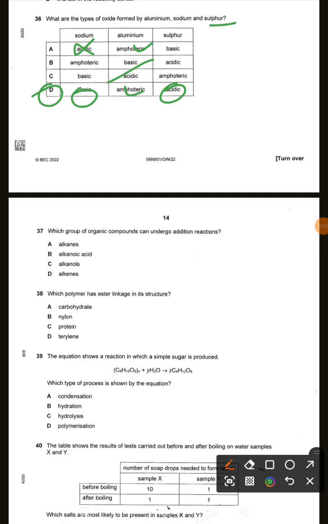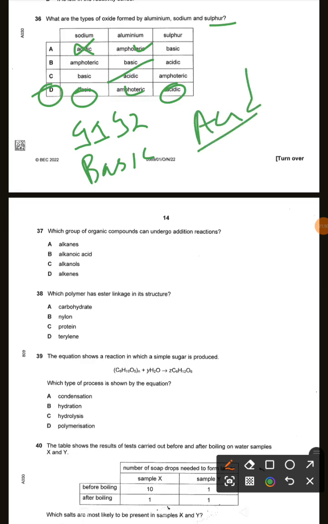Generally speaking, group 1 and group 2, as well as some transition metals, will form what? Basic oxides. Then we look at the opposite of basic, which is acidic oxides, and that is given generally by non-metals. Note that I'm saying generally because it doesn't apply to all the oxides, but the majority of the oxides.